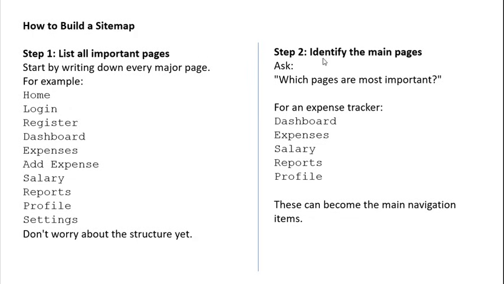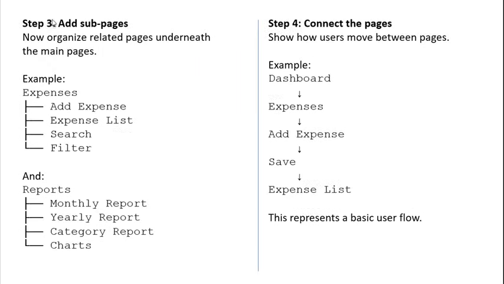The second step is to identify the main pages. Ask which pages are the most important. For the expense tracker application and website, these are the dashboard, expenses, salaries, report and the profile, and these can become the main navigation items.